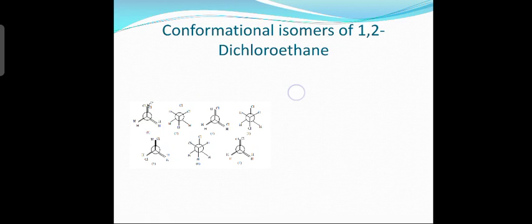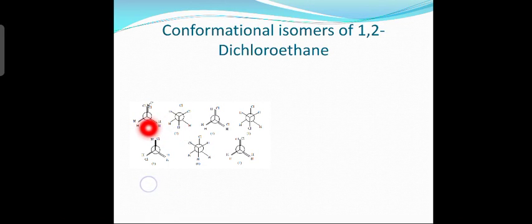Now these are the various conformational isomers of 1,2-dichloroethane. You can see here the front carbon atom, and the back carbon atom is represented by a circle. This is the CH2 group of the front carbon atom, the first carbon atom, and this is the rear carbon atom.